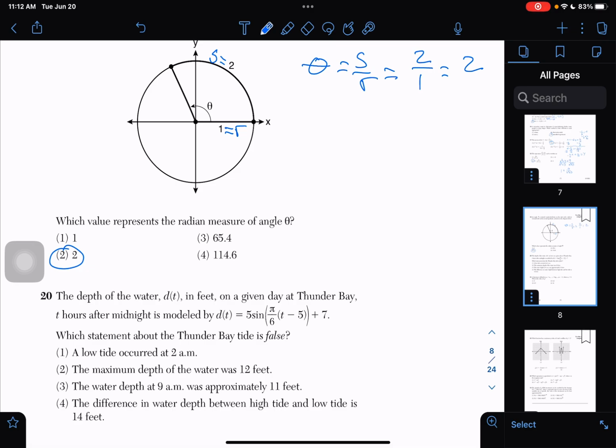All right, for number 20, they want to know low tide at 2 o'clock, so the time from midnight to 2, you're going to put in d of 2, and you get a height of 2. So you just plug in 2 for t, and you should get 2. What was the maximum depth? Now you have to do 12 is equal to 5 times 1 plus 7. Okay. And this comes out to be 12.